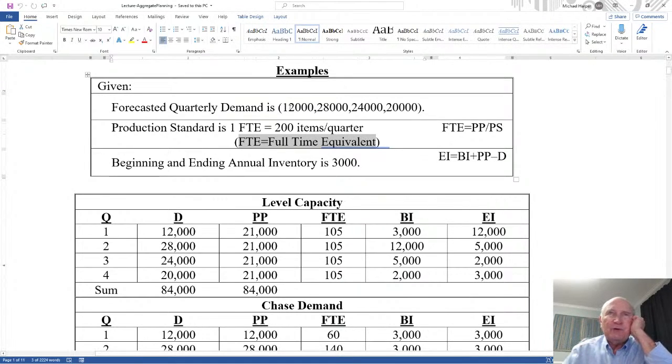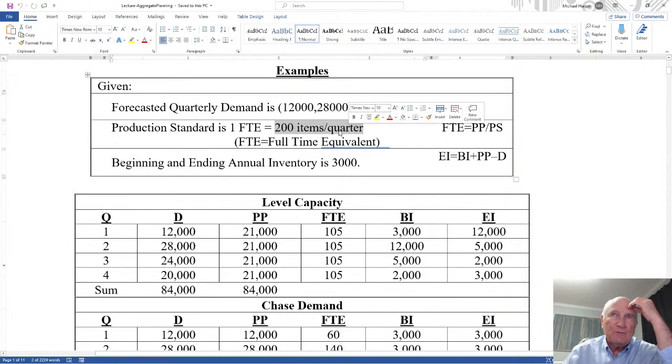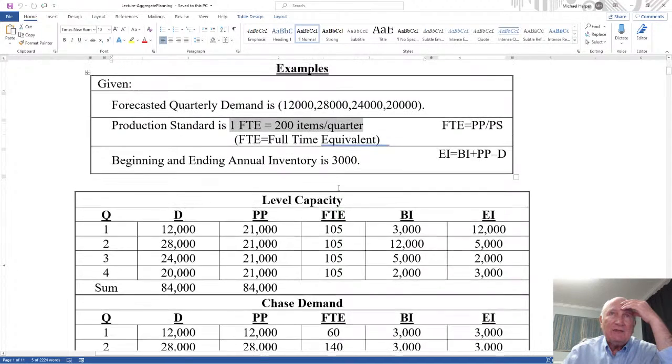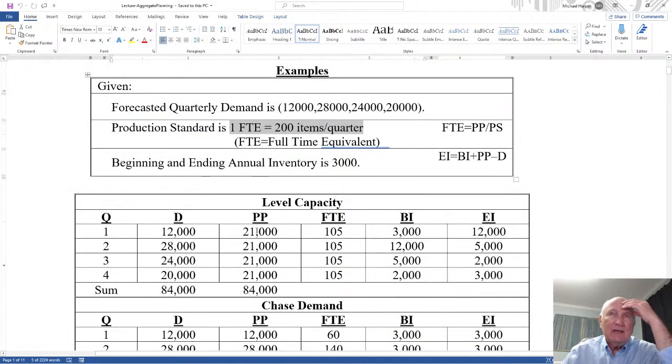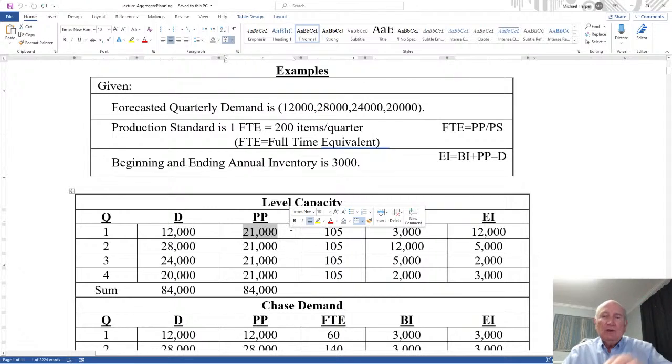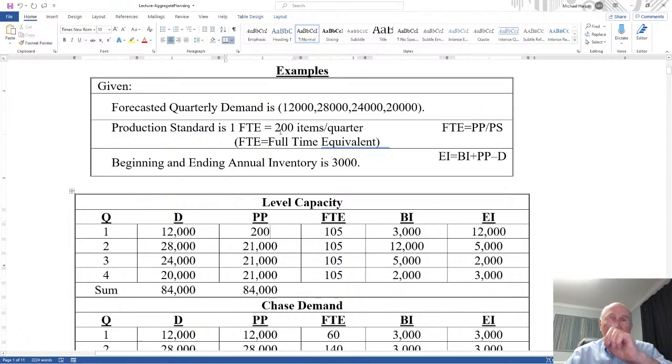Anyway, the production standard connects the labor, 1 FTE, with productivity, 200 items produced per quarter. So this is a standard. To apply this production standard, let's suppose in a quarter our production was 200. How many FTEs do we need? We only need 1. What if our production was 400? How many FTEs do we need? We need only 2.